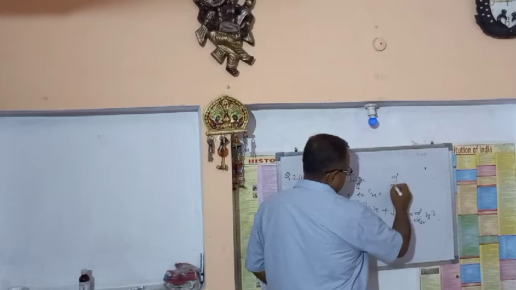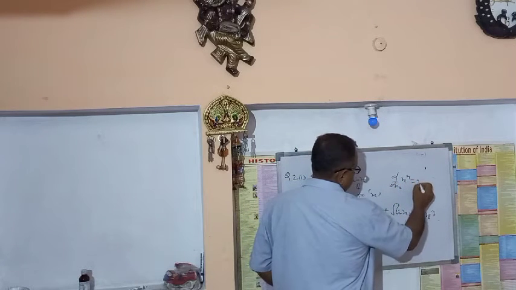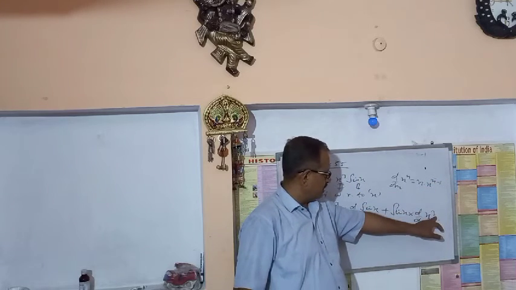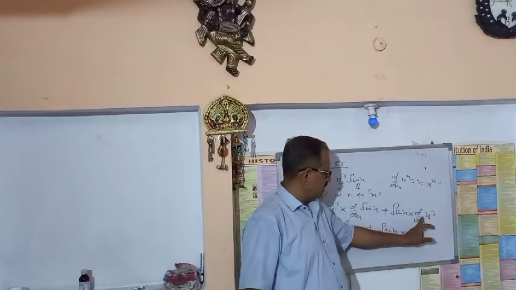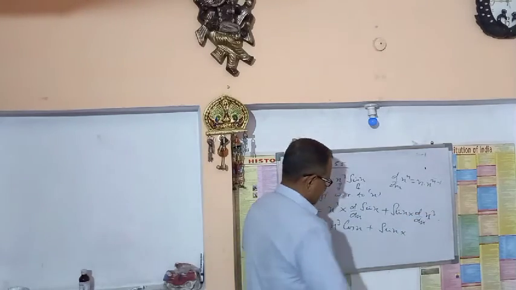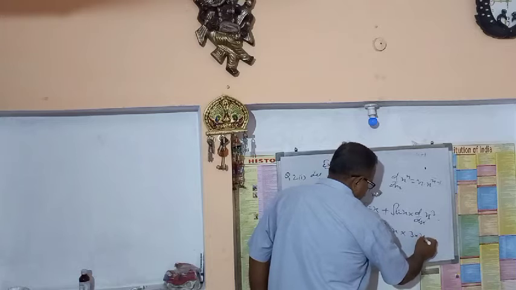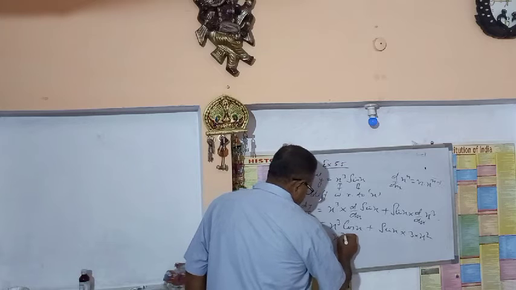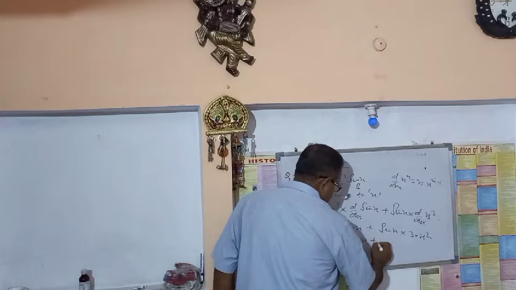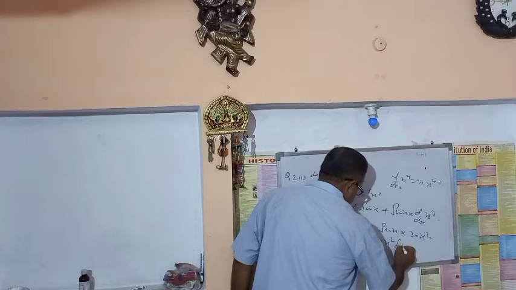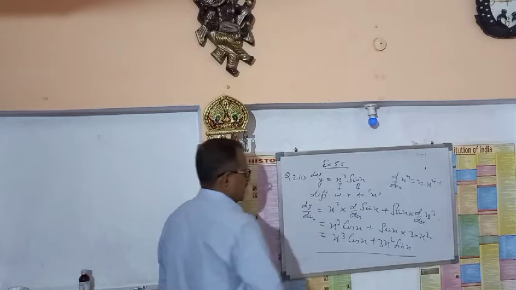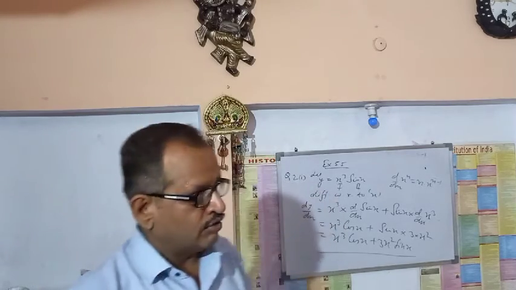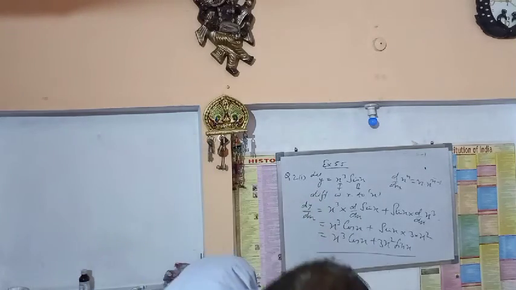We know that dy by dx of x to the power n is n into x to the power n minus 1. In place of n, 3 is there. So it will be 3 into x to the power 3 minus 1, which means x squared. So write it: x cube cos x plus 3x square sin x. So this is the differentiation of x cube into sin x.